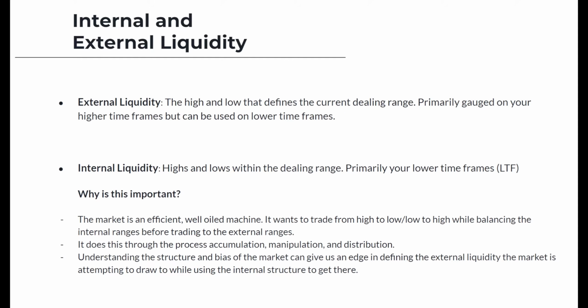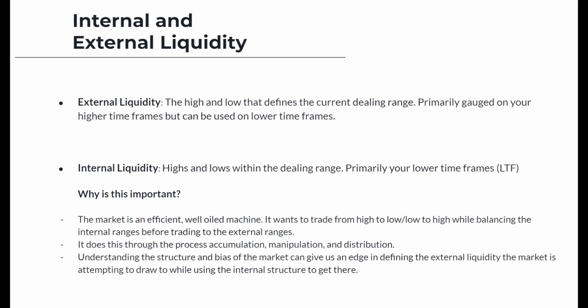So the market, as a result of that, wants to trade from high to low or low to high while balancing the internal ranges before moving to the external, right? So it can't just move from one external to the other. It has to build bids. It has to slowly refill imbalances that have occurred, whether those are fair value gaps, or gaps that have occurred overnight from news. The market does want to balance itself out on its way to those highs or lows. Seems simple enough, and it does this through accumulation. We talk about that all the time.